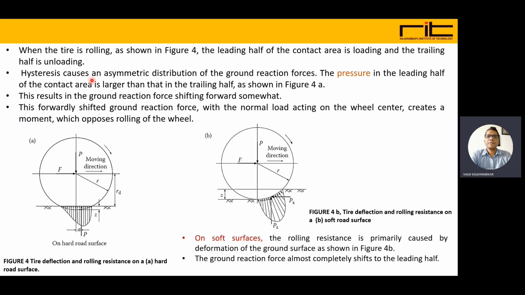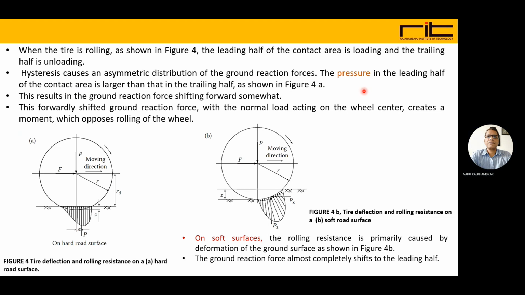Now hysteresis causes an asymmetric distribution of the ground reaction force. Because of this hysteresis, the force during loading and the force during unloading are different. So because of this, there is asymmetric distribution of ground reaction forces. Reaction forces during loading are different and reaction forces during unloading are different. That's why there is unequal distribution.